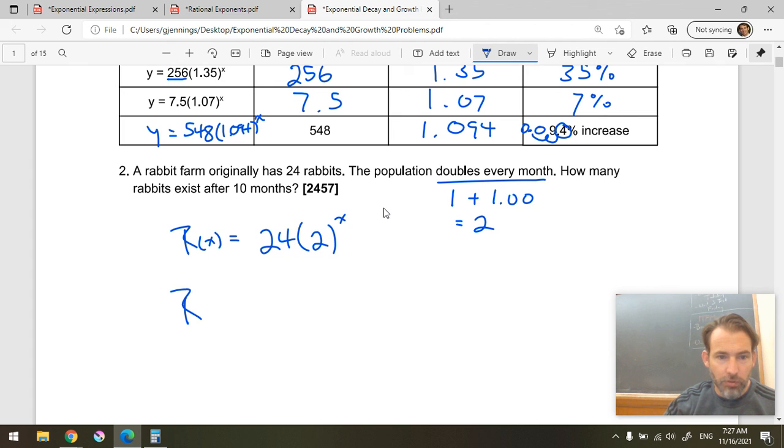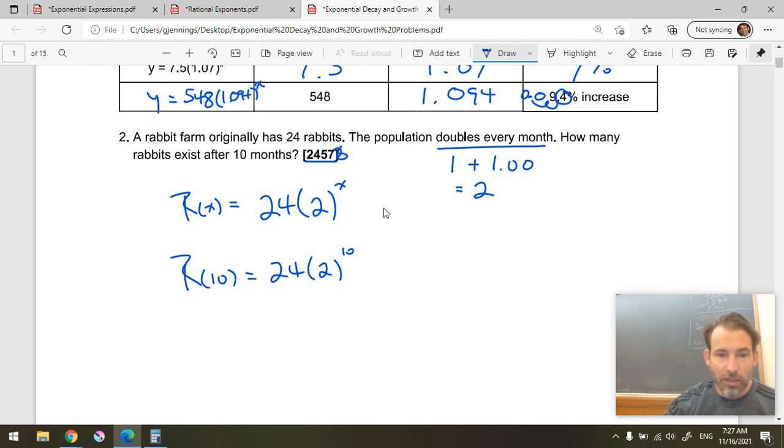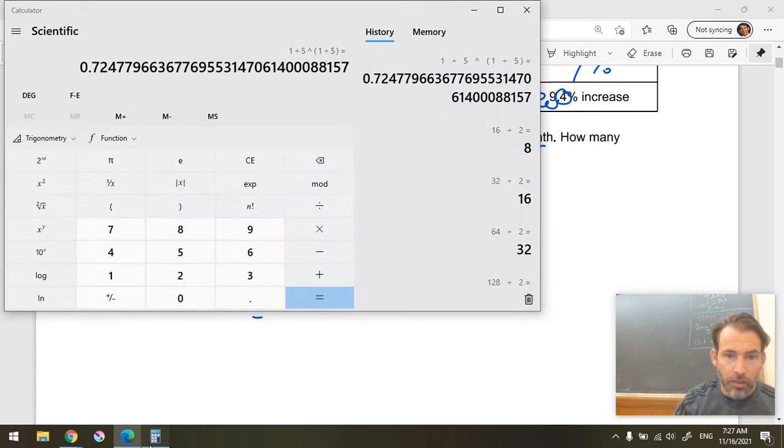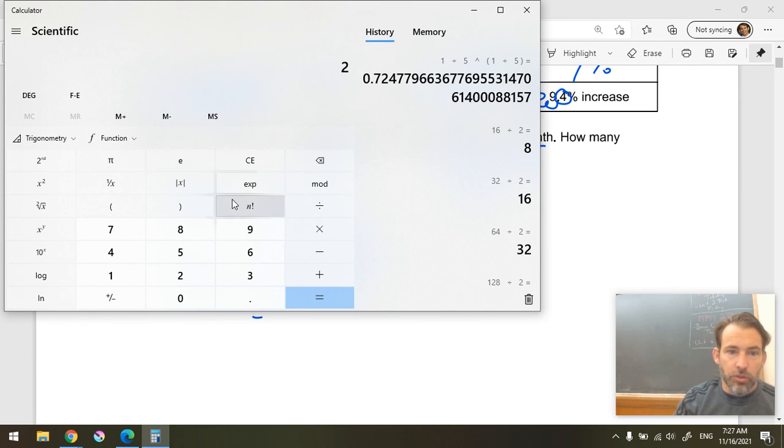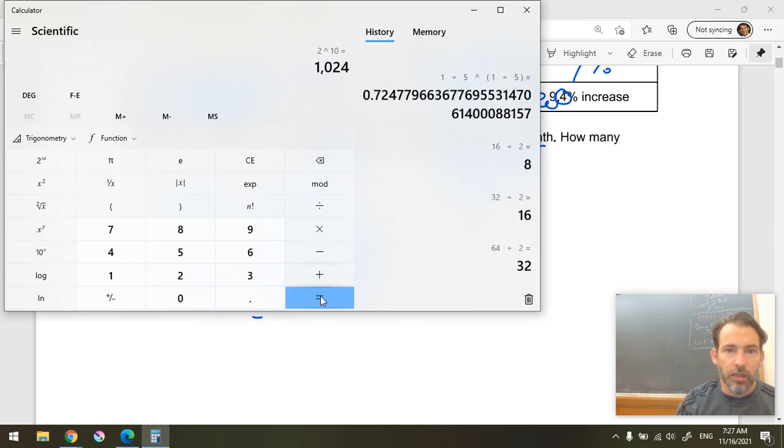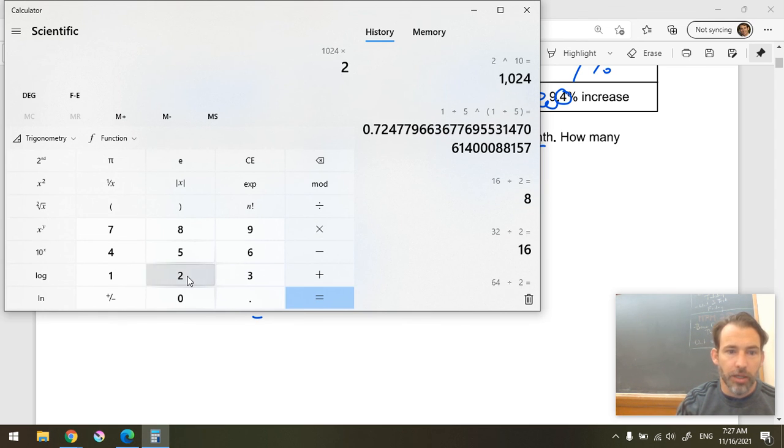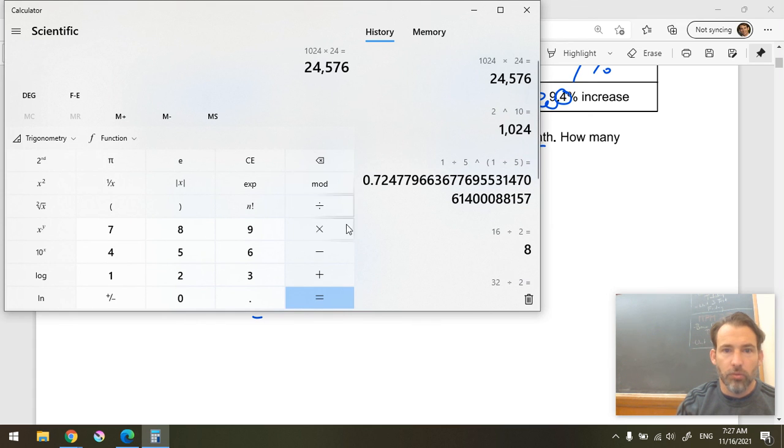How many rabbits exist after 10 months? So I'm being asked to solve r at 10, and that's equal to 24 multiplied by 2 to the power 10, which is this number here with an extra 6 on it. I happen to remember that. So when we punch this on our calculator, you have to do BEDMAS correctly. Do the exponent first. 2 raised to the power 10 equals, and then multiply by 24. 24576.